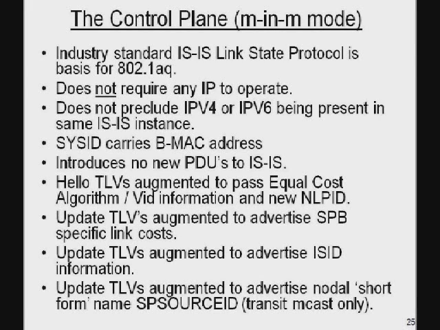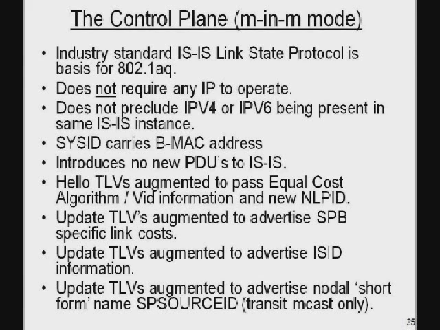The BMAC address is carried in the SysID, but it's also possible to carry additional BMAC addresses for multi-homing. No new PDUs are introduced to ISIS for this protocol. Essentially, 4 TLVs really are all that's required, and a calculation. First TLV is part of the hello mechanism that simply says, hello, I'm running shortest path bridging and I wish to use these VIDs.